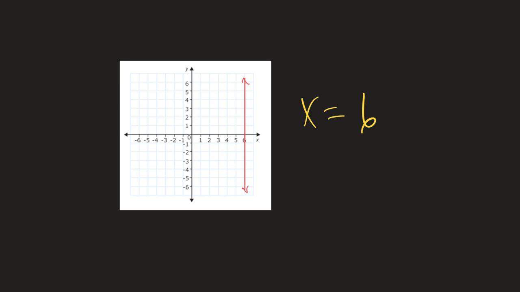Okay? Y equals a number is your horizontal. X equals a number is your vertical. Okay? All right, let's go to this one here. Last couple of examples here.